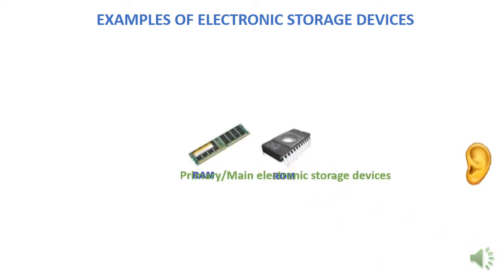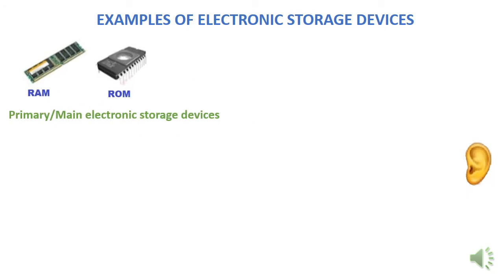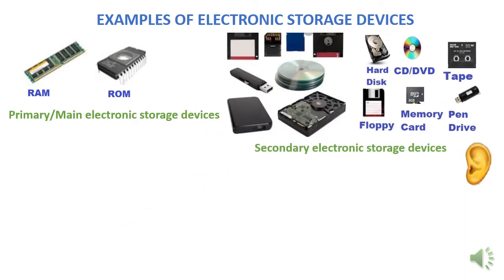Let us look at the examples of electronic storage devices. Let's take the main electronic storage device. On the screen is RAM and ROM. RAM stands for Random Access Memory, and ROM stands for Read-Only Memory. These are the two main types of main electronic storage devices. Let us look at the permanent ones.